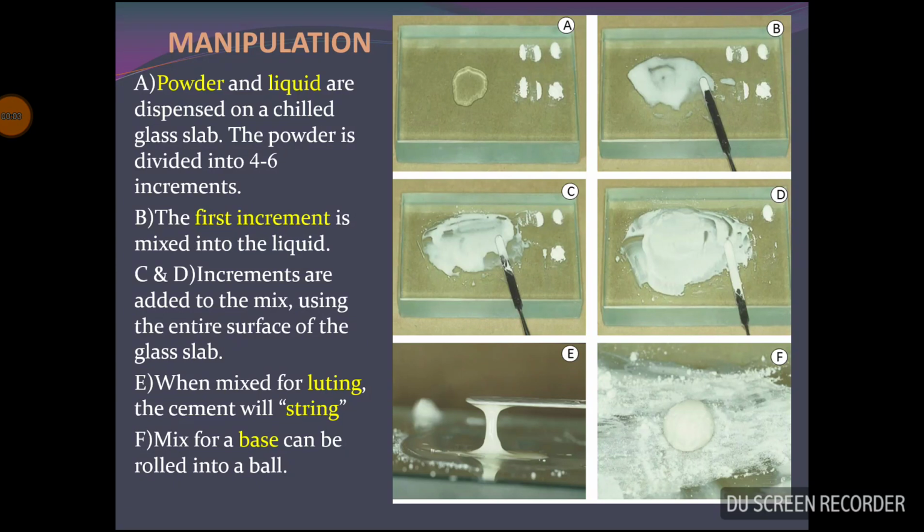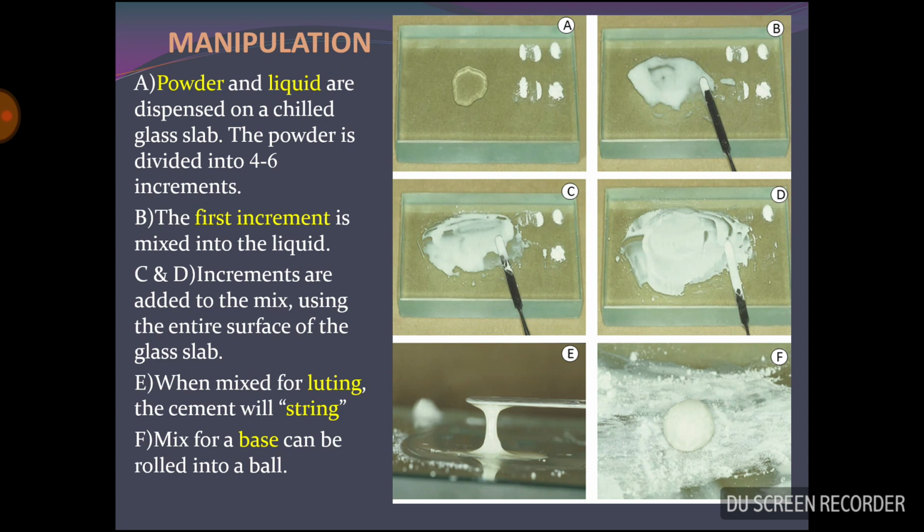Manipulation. A correct amount of powder and liquid is dispensed onto the cool glass slab. The powder is divided into 4 to 6 increments. The powder is incrementally incorporated into the liquid while spatulating over a large area to dissipate the heat produced during the reaction. Initially, smaller portions of powder are incorporated into the liquid. During the mixing procedure, after the initial small portion, larger increments are added.